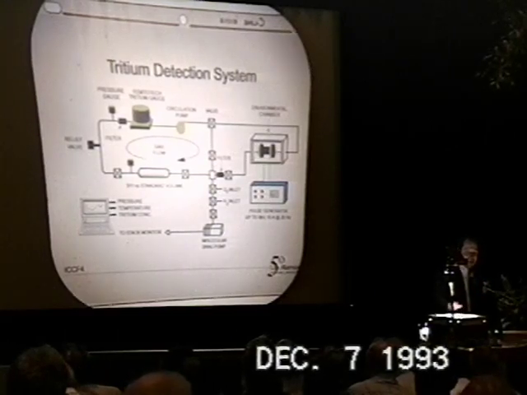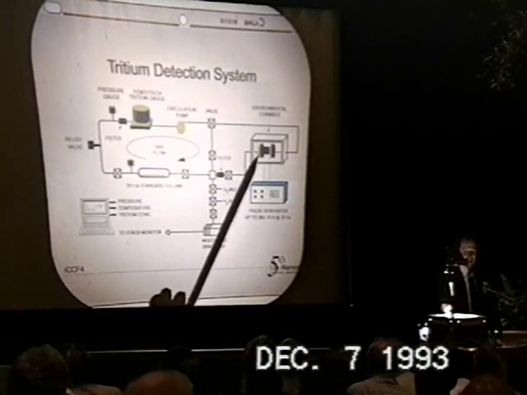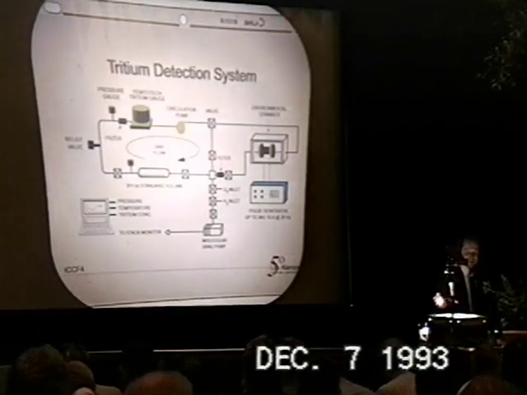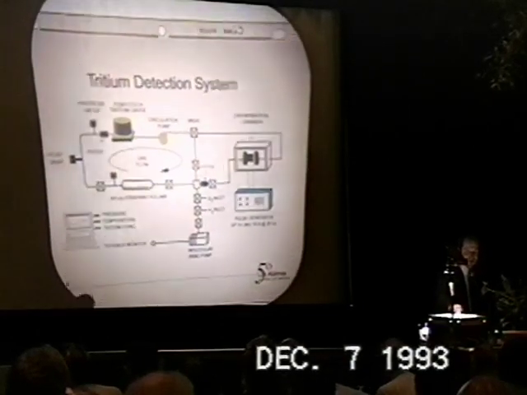The second way we run them is right at the loop, under continuous flow, so we're measuring the tritium constantly as the experiment is proceeding. I'm going to show some results from both of those types of experiments.